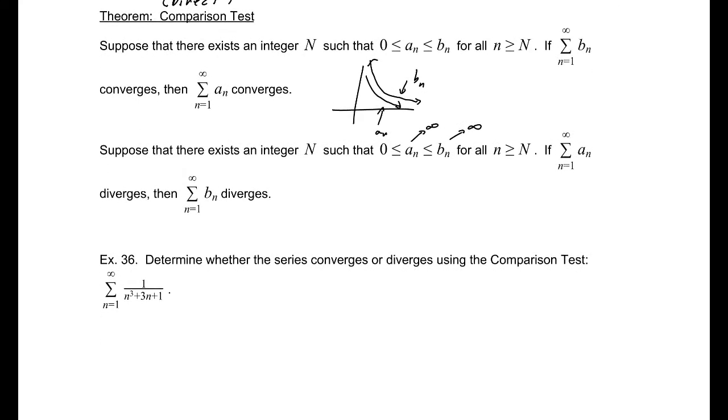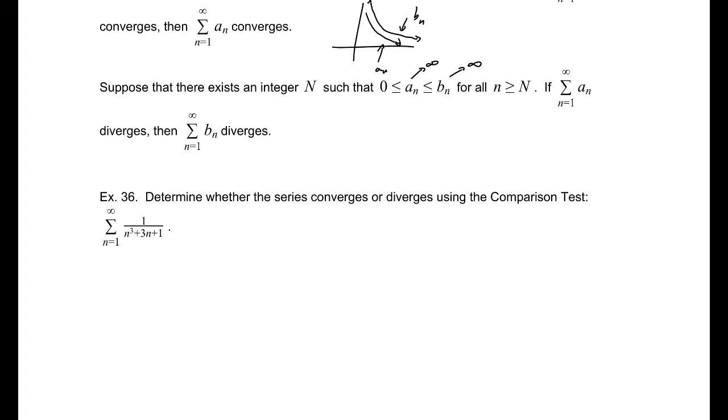So let's begin with number 36 here. Determine whether the series converges or diverges using the direct comparison test. Well, we can compare this to a p-series. Okay, this is less than or equal to the sum from 1 to infinity of 1 over n cubed. And this is true for all n greater than or equal to 1. And it is, in fact, strictly less than, so we can go ahead and say less than or equal to.